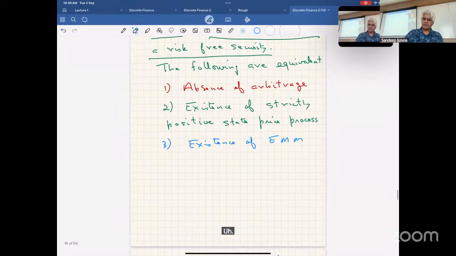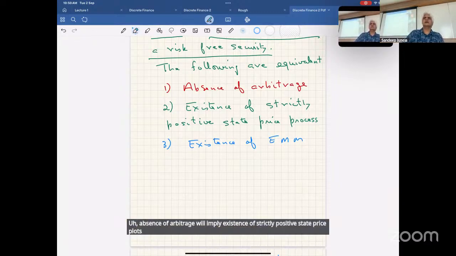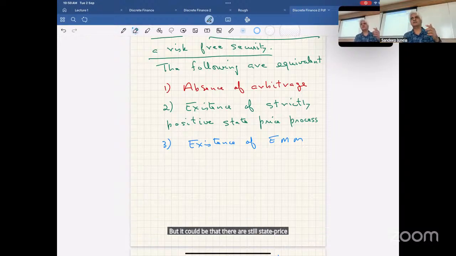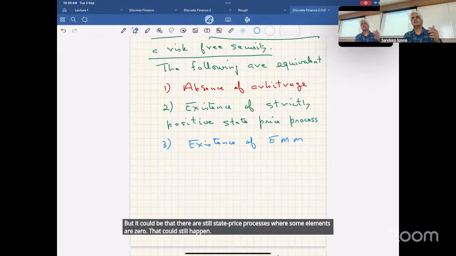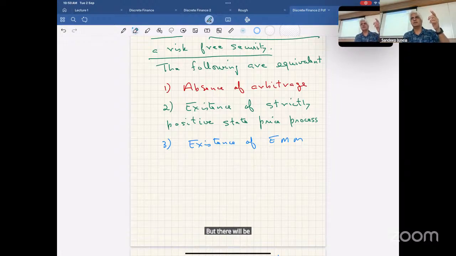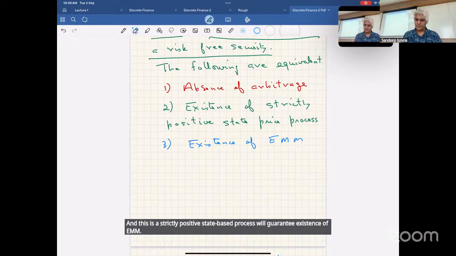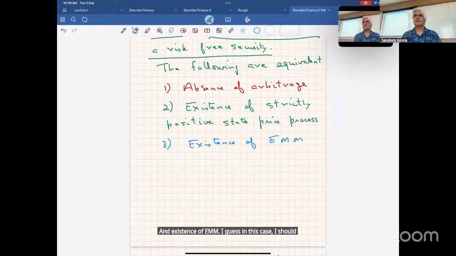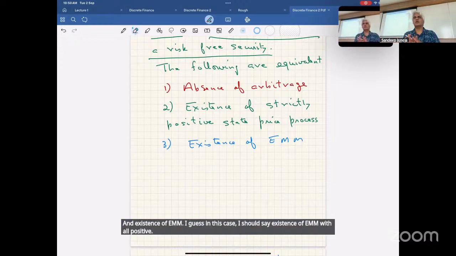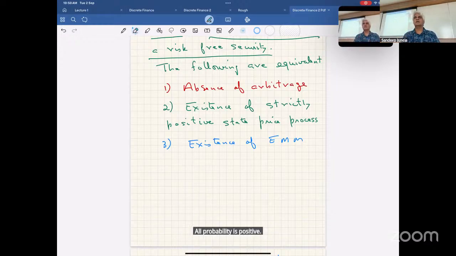The absence of arbitrage will imply existence of a strictly positive state price process. But it could be that there are still state price processes where some elements are zero. That could still happen. But there will be at least one which is strictly positive. That is guaranteed to you. And existence of strictly positive state price process will guarantee existence of EMM. And existence of EMM, I should say, existence of EMM with all probabilities positive.